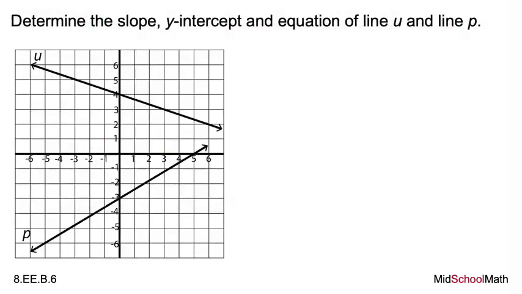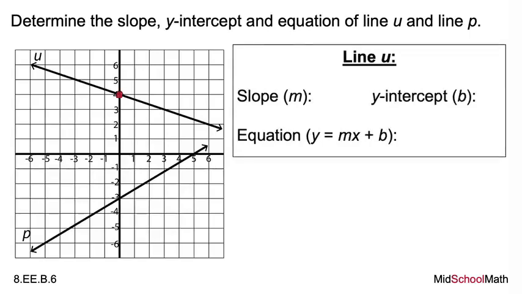Determine the slope, y-intercept, and equation of line U and line P. First, let's consider line U. In order to find the equation of the line, we must first find the slope and the y-intercept.